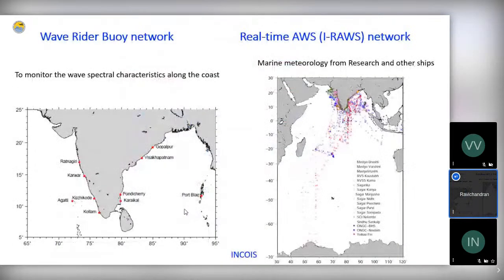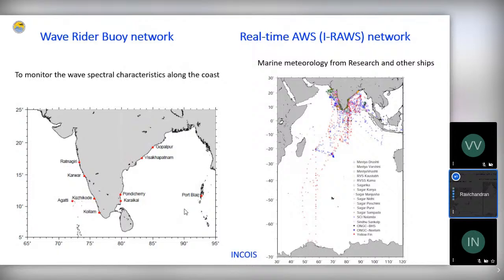And then in the next 5-year plan, they also started wave radar buoys. Actually, this is to monitor the wave spectrum all along the coast. It is a unique observation, and it will give the entire spectrum. We now have more than a decade of continuous observation. At many of the locations, we have the wave spectrum available. So we know how the wave characteristics of the Indian coast change from this wave radar network.